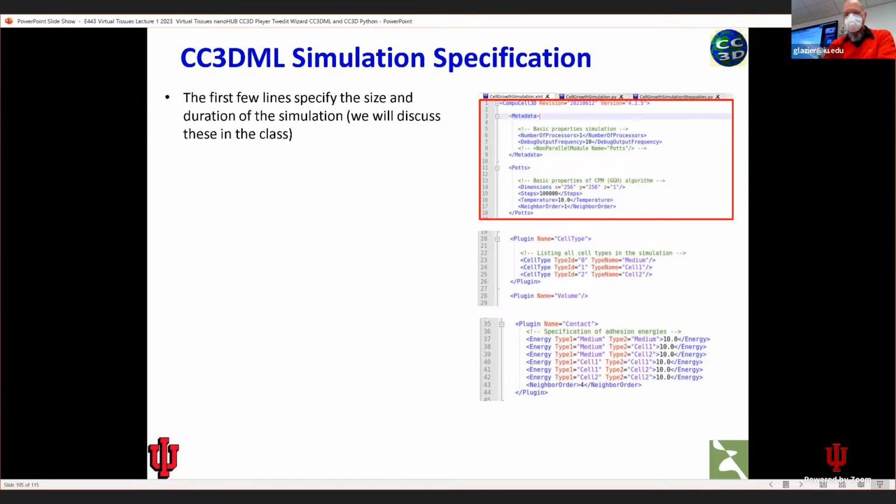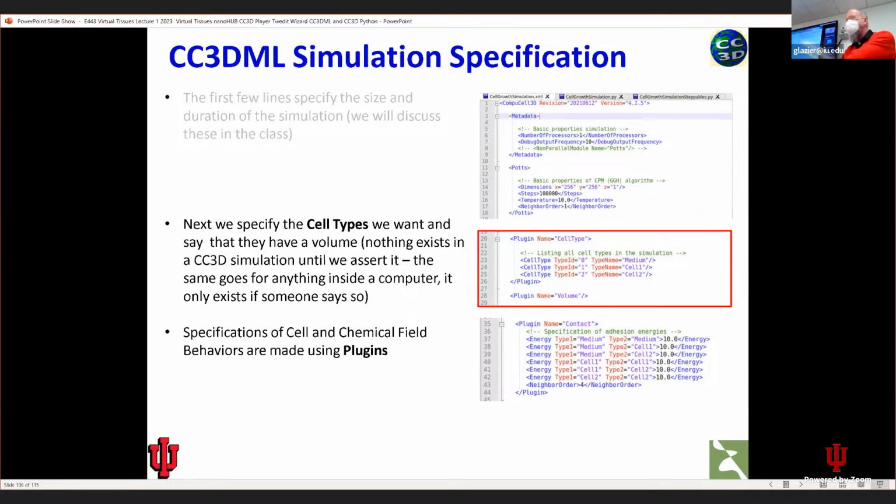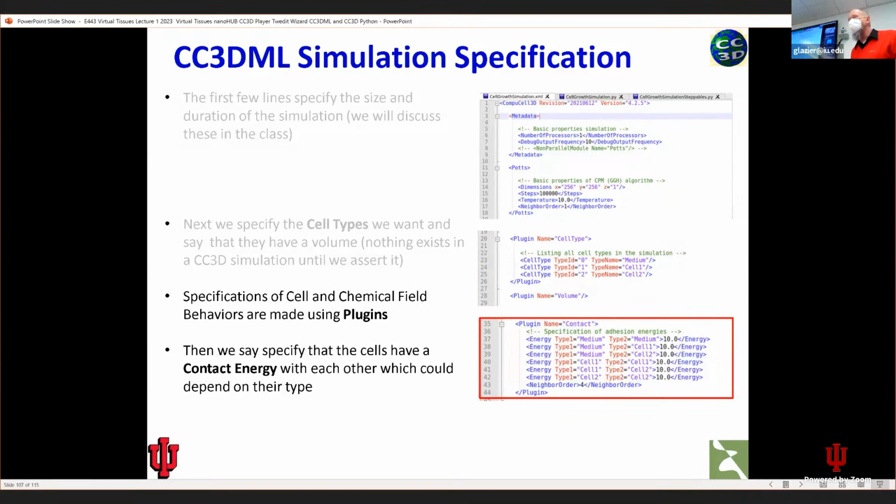Then we have a list of our cell types. Here we have something called medium, which is the empty space around the cells, and whatever you call your two cells here, cell 1 and cell 2. And then the cells stick to each other. So we have the contact energy between medium and medium, between cell 1 and cell 2, between cell 2 and cell 2, and so on. Here, by default, they're all the same. But in fact, we could adjust those if we want to have things like different coherence.